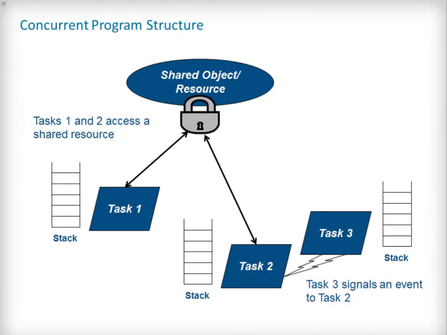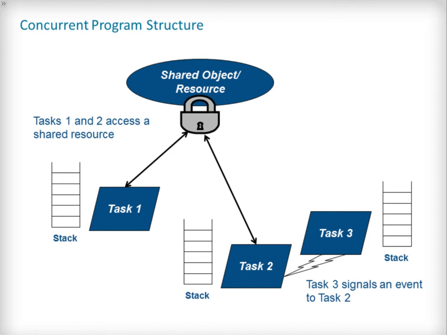This diagram reflects the relationship amongst the various components of a concurrent program. Task 1 and Task 2 access some shared object or resource. The bidirectional arrow indicates that each task both reads and writes to the shared object. The lock indicates that there needs to be protection against simultaneous access from both tasks. Task 3 signals an event to Task 2. For example, perhaps Task 2 should only read from the object when Task 3 indicates that the object has a new value. As we mentioned earlier, a programming language with concurrent support should express these sort of interactions in a safe, efficient and understandable way.